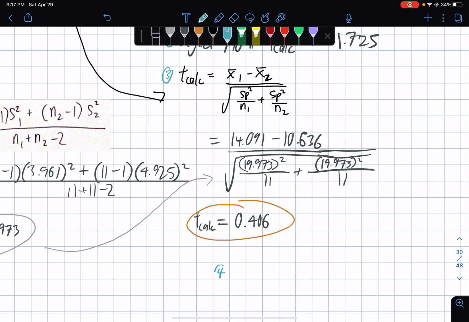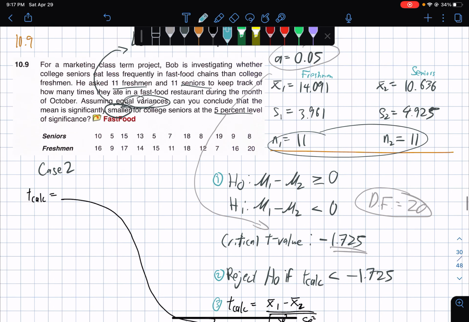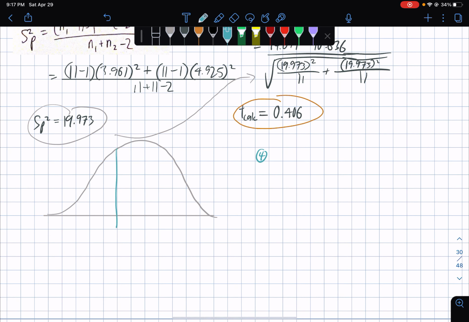Okay. Step 4, what is our ruling? We have negative 1.725 and we have 0.406. In the left-tailed test, this region is reject. This region is not reject. So technically, it lies in the region of not reject. Therefore, we fail to reject H0. I wonder if I have the same answer with the answer key.